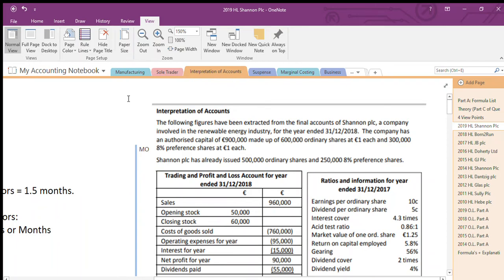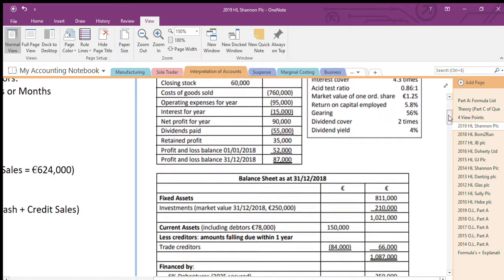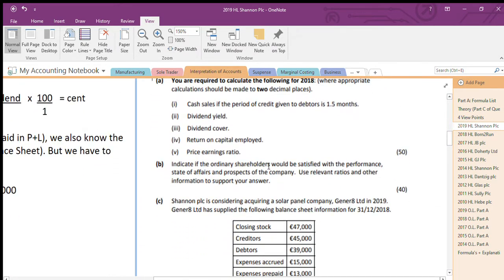So we have spent the last 2 and a bit weeks of lockdown going through part A of our new topic, interpretation of accounts. It's looking likely that schools will be closed for February, so we will see when we're back. But for now, I'm going to go through part B. So we've looked at the ratios, and now I am going to go through this part.